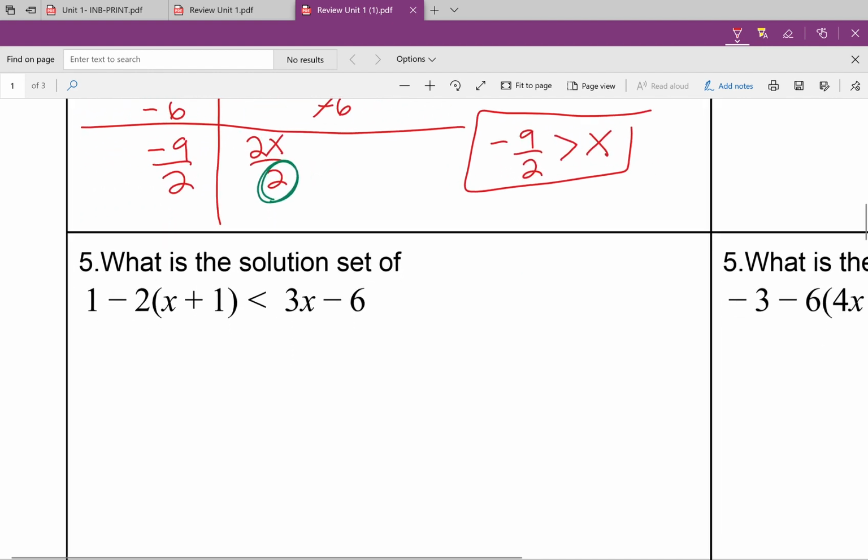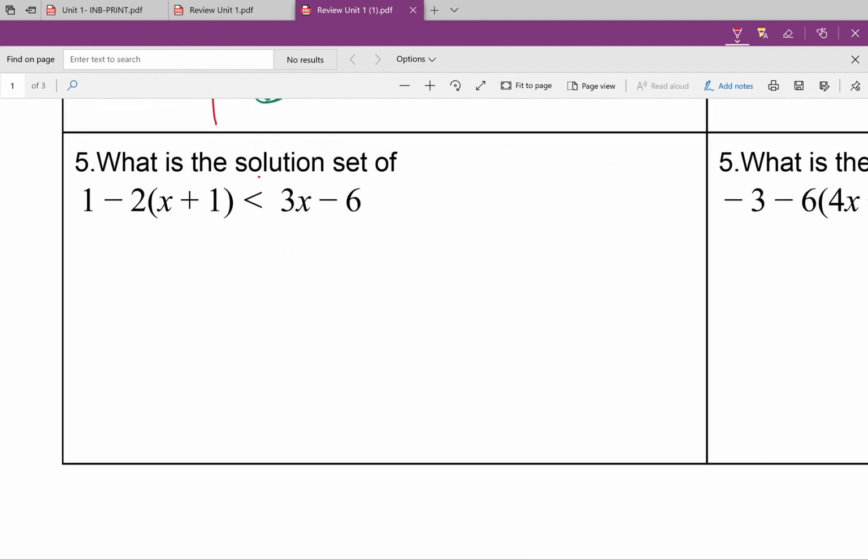Okay, so let's go ahead and look at number 5. Same thing, we're going to treat this like a multi-step equation. So right here, notice that this minus sign is attached to the 2. So this is actually a negative 2. We're going to take this negative 2 and multiply it in since we have the parentheses. So I'm going to distribute these in. So I have negative 2 times x, which is negative 2x, and negative 2 times 1, which is negative 2. Then I can bring down this 1 and bring down everything else on the other side.